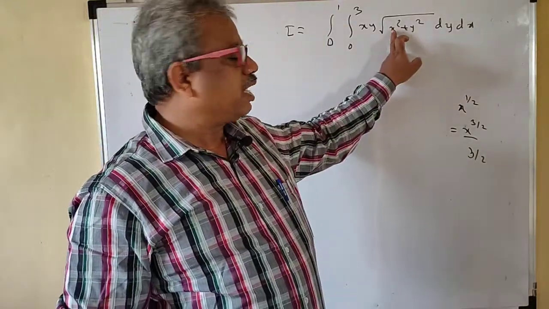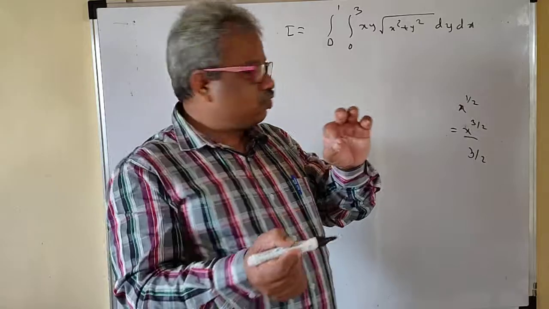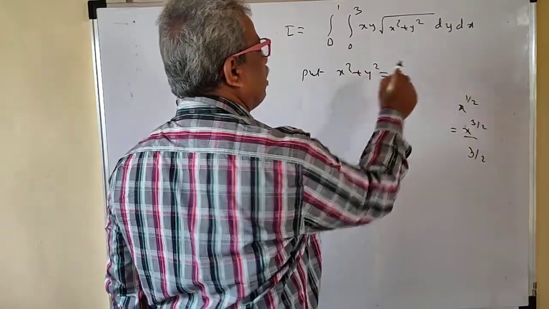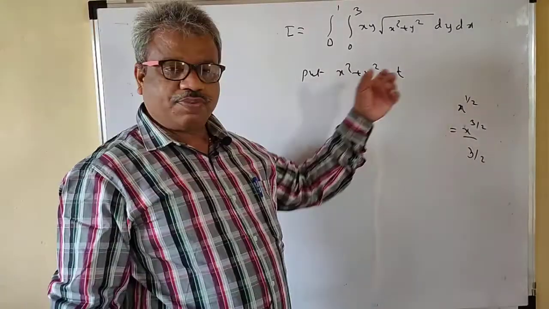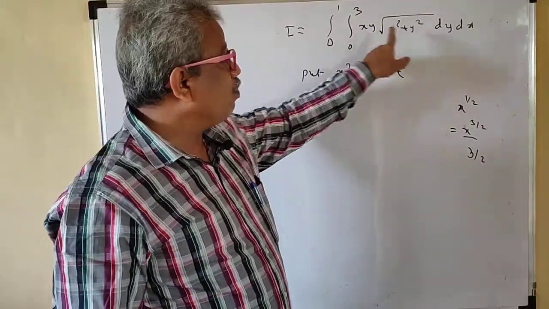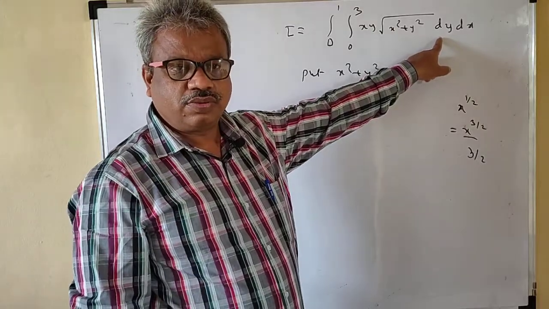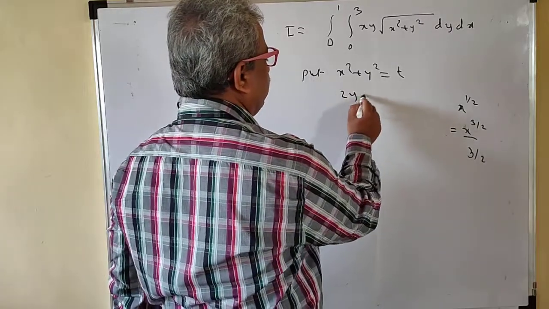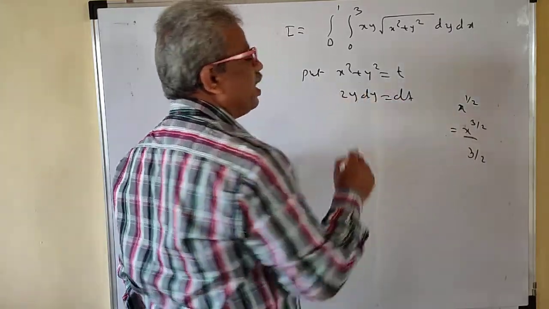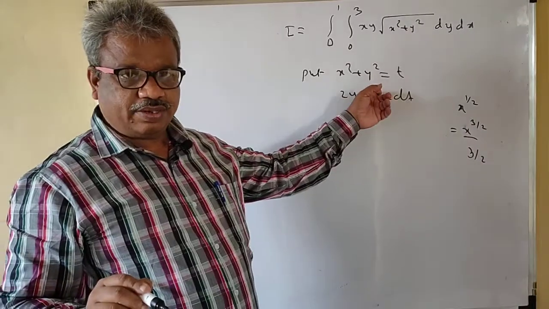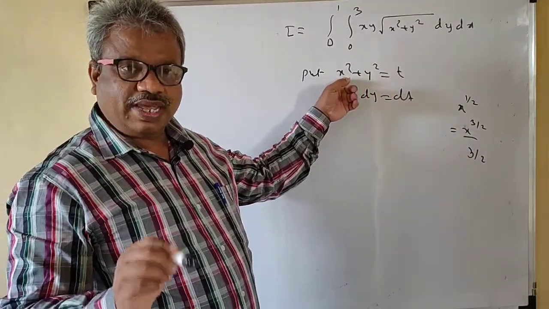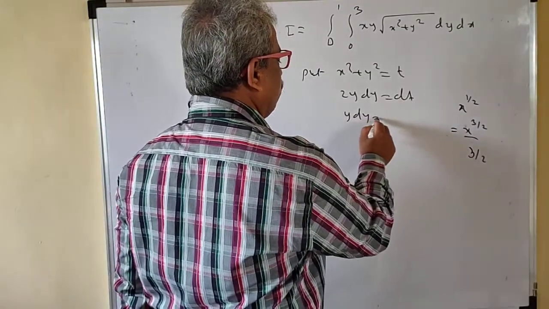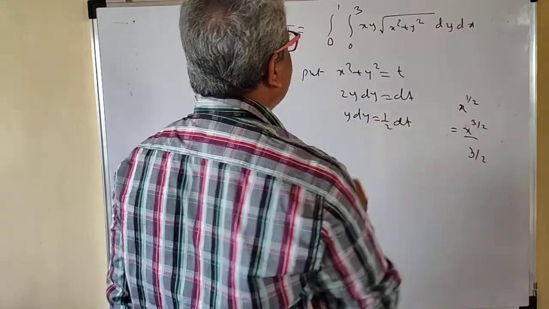So that means if I put x square plus y square as t, we will check whether this substitution is available or not. So what do we get then? We are differentiating this. This is twice y dy. Now see, y dy is there. You can manage the constant. So twice y dy is equal to dt, because we are differentiating with respect to y now here. Right? So that means your x is constant here. Okay. So twice y dy is equal to dt, so y dy is equal to 1/2 dt. We'll change the limit also.